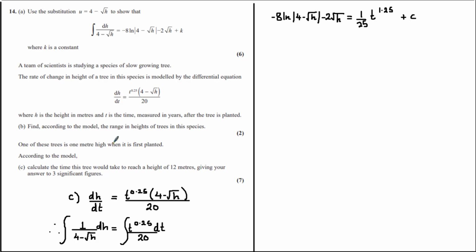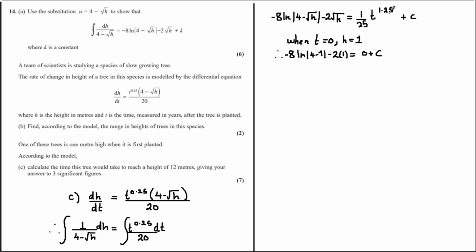So we've been given some initial conditions that we can use as values inside the equation to work out the value of c. By interpreting this, when t is equal to 0, h the height is equal to 1. So subbing these values into this equation, we get the following. On the left hand side, we get minus 8 ln of 4 minus 1. The square root of 1 is just 1 here, minus 2 times 1. And that's equal to 0, which we get from subbing t equals 0 into this.